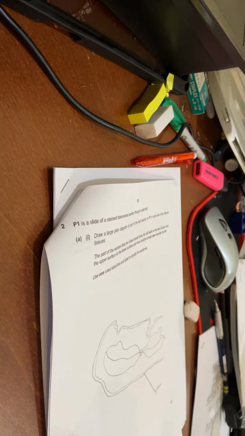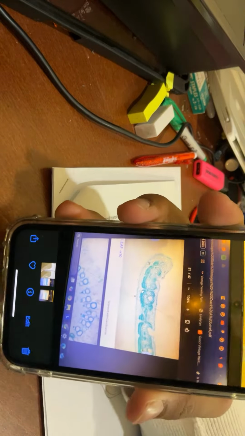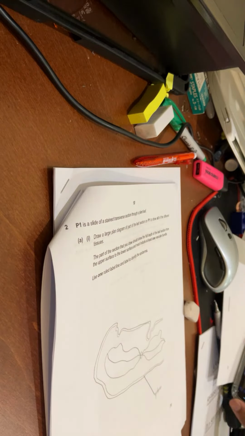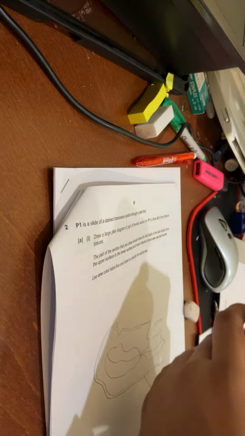Let me send the picture. The picture looks like this, in case y'all are wondering. That's how it looks. Yeah, I don't really know. My teacher responds kind of fast, so it depends. I'm gonna forward all of this to her.